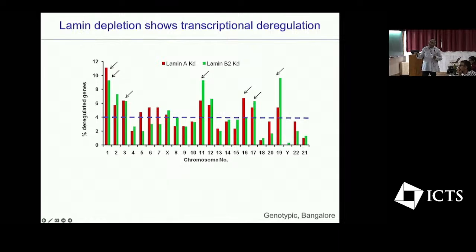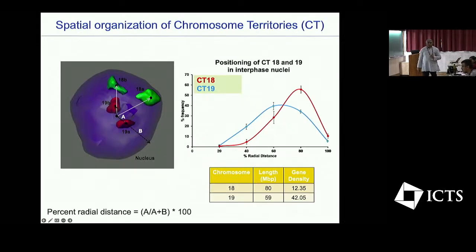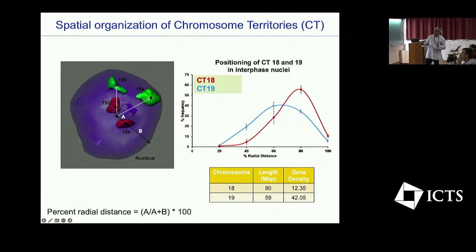Not surprisingly, when we did a gene expression analysis, we see that there are distinct chromosomes that show changes in gene expression levels. You can see that the arrows indicate a change in the extent of transcriptional deregulation because of the loss of lamins. There are specific chromosomes, in fact, that show greater extent of gene expression changes than certain other chromosomes. However, suffice it to say that when we again looked at the radial distances, and this is just a different way of looking at the radial distance, you can see that the gene-rich chromosome territory has this bell-shaped curve, which is more towards the center, more towards the interior. The gene-poor chromosome territory is more towards the boundary.